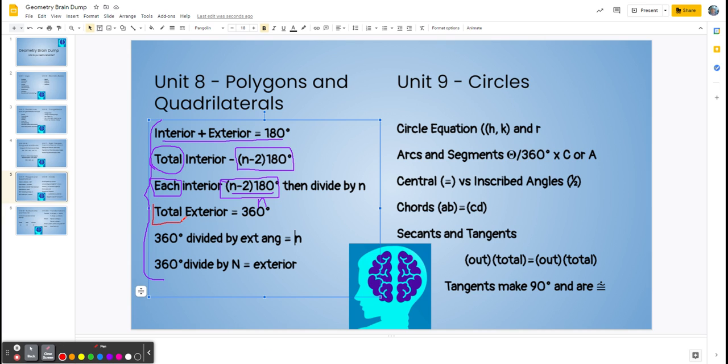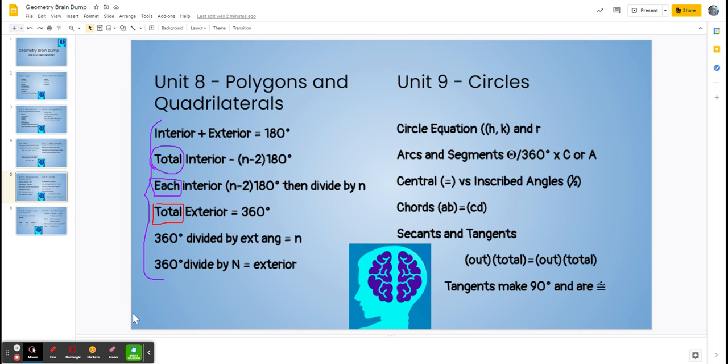Then the total of the exterior always, every single time, is 360. The total of the exterior angles is always 360. It never changes. If you can find the exterior angles, that is so much easier. 360 divided by the exterior angle is going to give you n. And then 360 divided by n is going to give you the exterior angle.